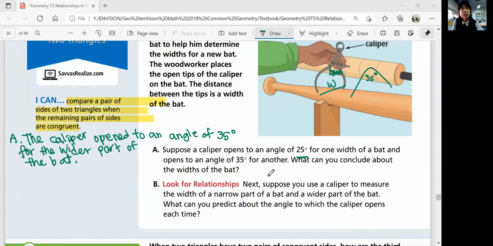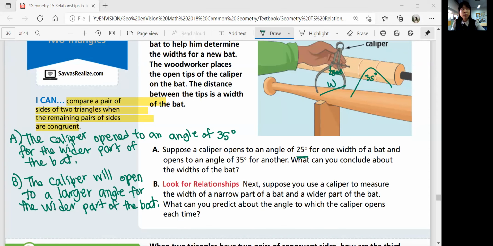Part B. Next, suppose you use a caliper to measure the width of a narrow part of a bat and a wider part of the bat. What can you predict about the angle to which the caliper opens each time? So whenever the caliper opens to a larger angle, it would be the wider part of the bat. Okay, so make a prediction for the general measures of the bat. The caliper will open to a larger angle for the wider part of the bat.